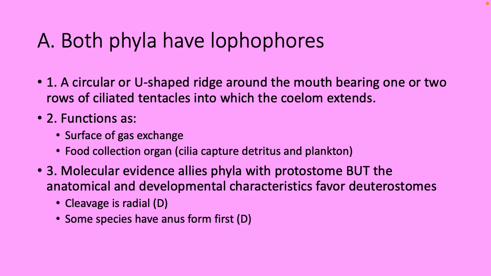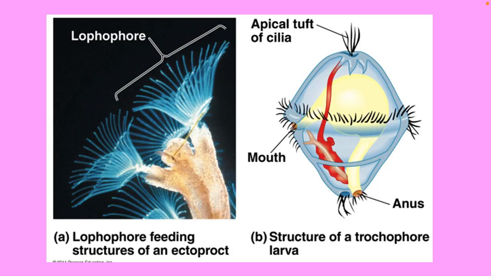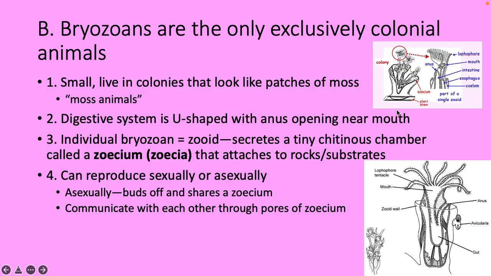Okay, a diagram showing the lophophore up close here. You can see it's ciliated. These tentacles are ciliated. Just another example of a larval stage. Again, ciliated mouth. So bryozoans are colonial animals. We call them moss animals. If you remember from plants, the bryophytes were your mosses. So your bryozoans, and zoans is the suffix for animal, moss animals. They live in colonies, and they literally look like patches of moss on the ground.